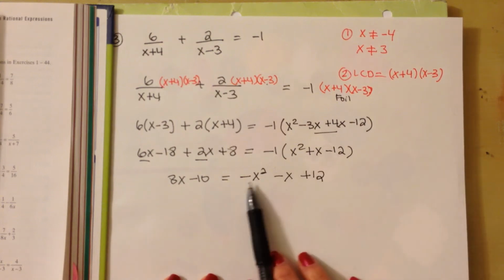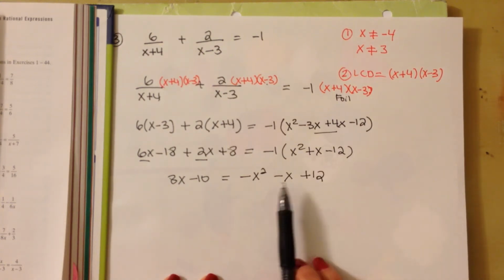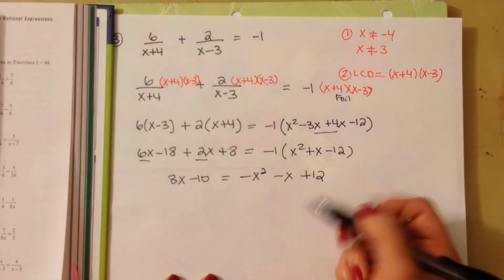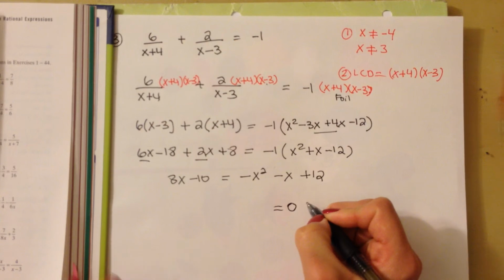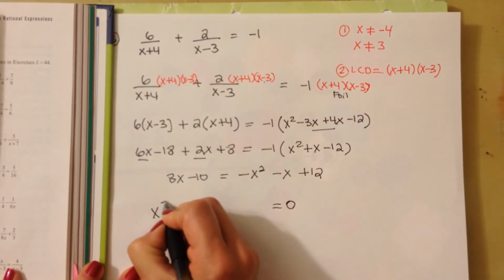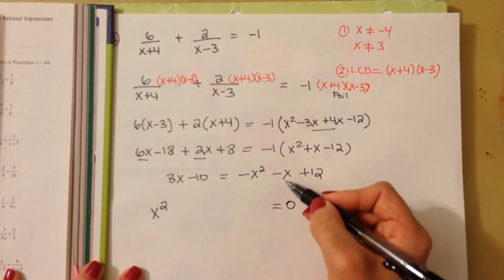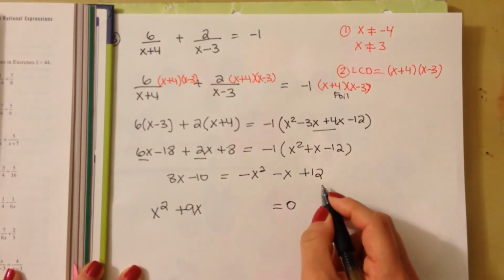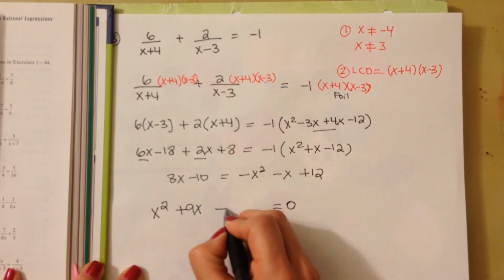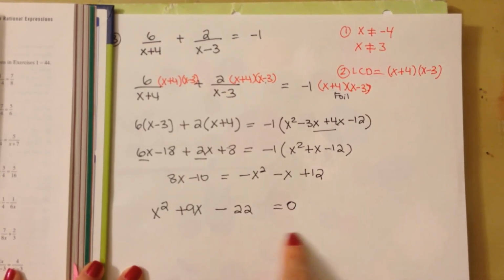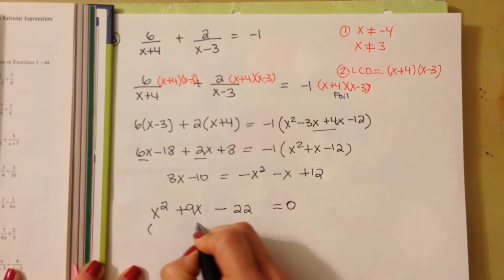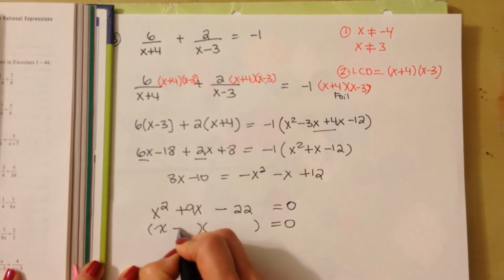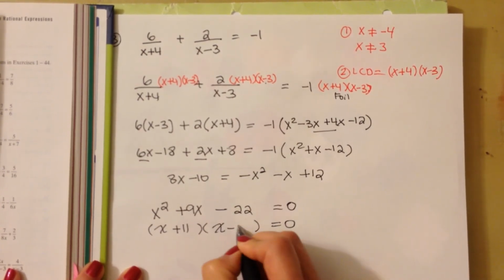So what I'm going to do is add x squared, add x, and subtract 12. That way we get a 0 on this side. Okay, so 0 here. Add x squared, which gives me positive x squared. Then we add x, so that's plus 9x, and subtract 12, which gives us a negative 22. So here you have your trinomial. We can factor.